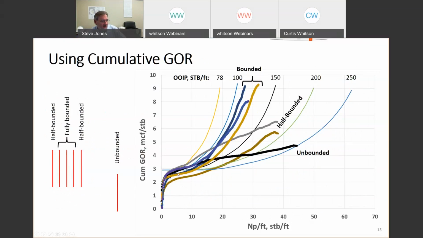And all I've done is convert these simulated curves to cumulative oil production per foot of lateral versus cumulative gas-oil ratio instead of instantaneous daily. So you get a very smooth curve, but what you see is that the half-bounded and the unbounded wells are not following these curves. Their effective drainage volume appears to be growing over time. So they cross these curves as the edges of their drainage volume become more dominant in the well's production.